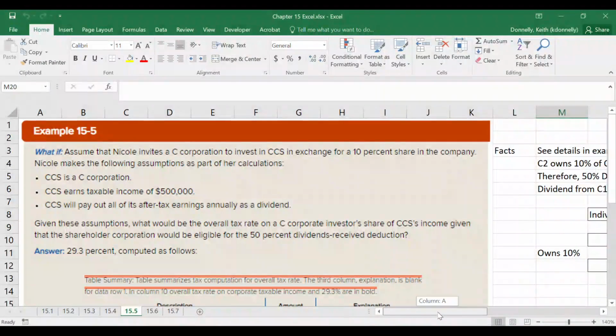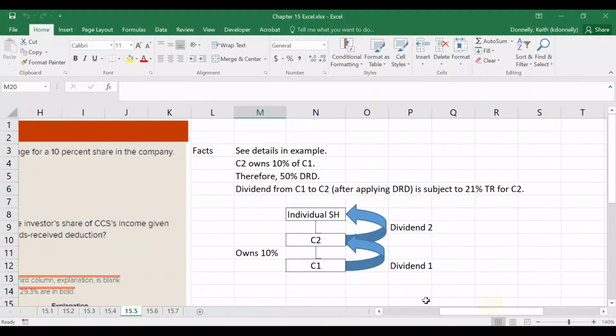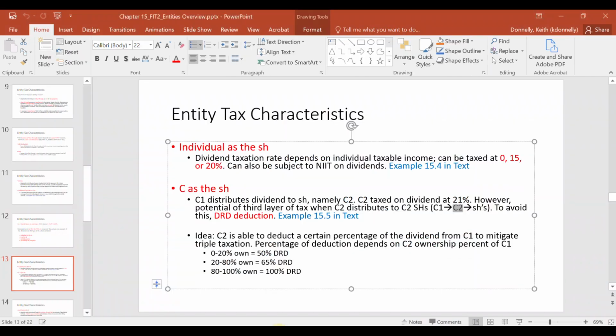Now 15.5, you can look at this. It kind of shows what's going on right here, right? We have Corporation 2 right here. They own 10% of Corporation 1. When Corporation 1 pays the dividend to C2, because they own 10%, Corporation 2 is going to get a 50% deduction for the amount of dividend it received. So they're going to receive the dividends received deduction.